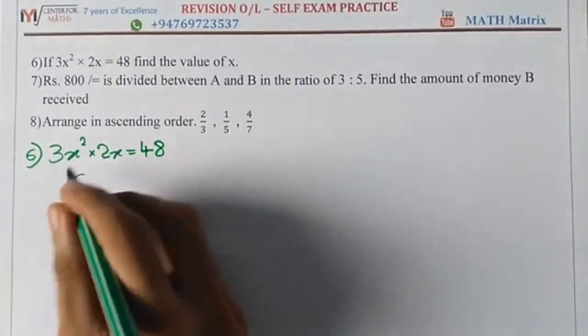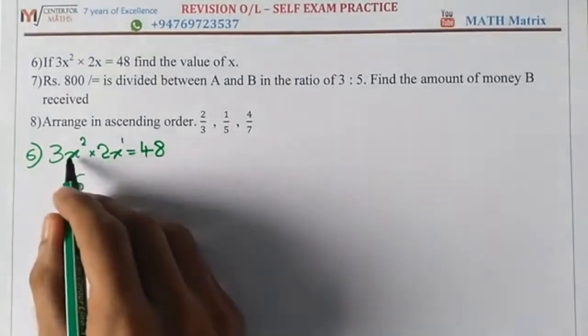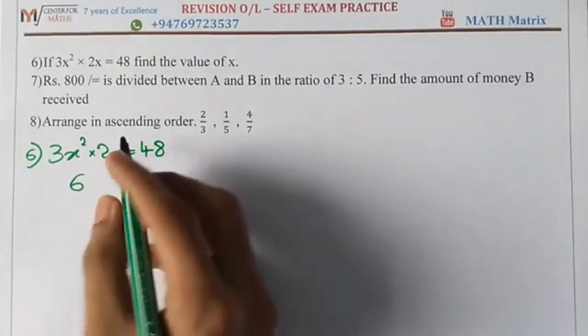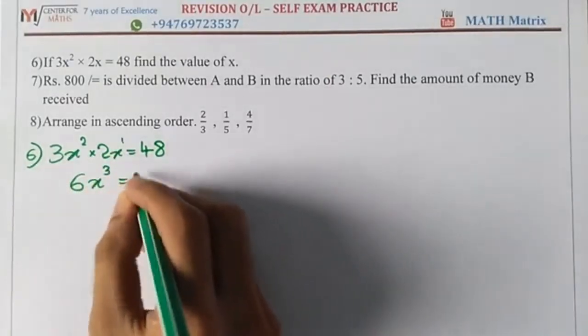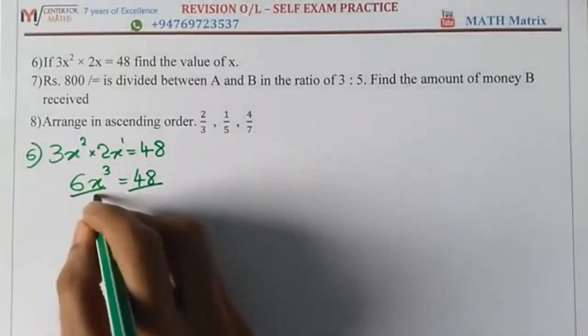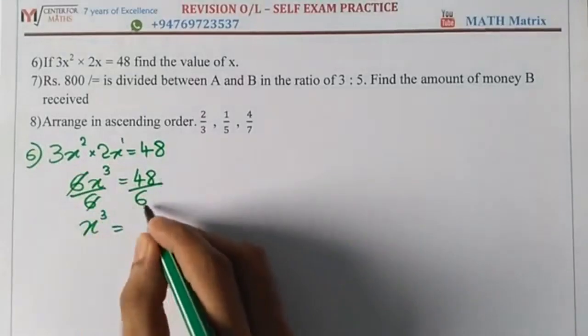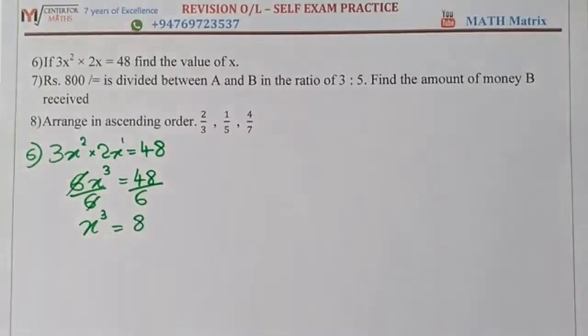3 2s are 6, and x squared into x. So how many x's are there in total? There are 2 x's here, and just 1 here. So altogether there are 3 x's, equal to 48. Now we can divide them both by 6. 6 and 6 can cancel. x to the power 3 is equal to 48 divided by 6. The answer is 8.